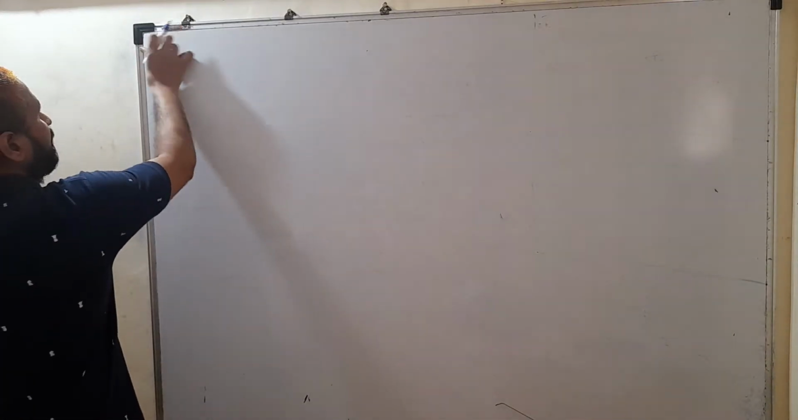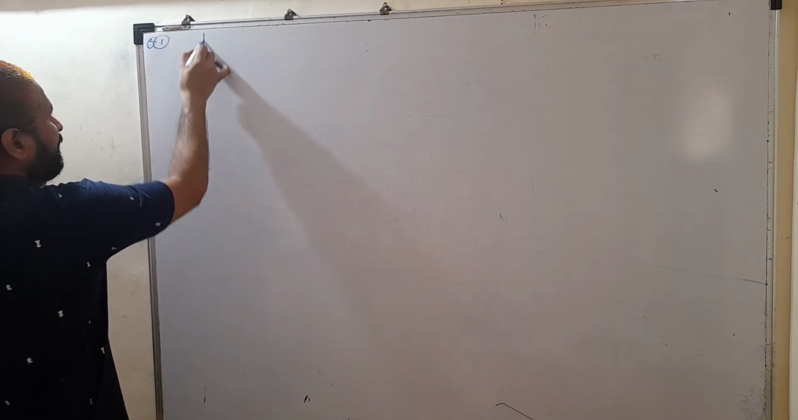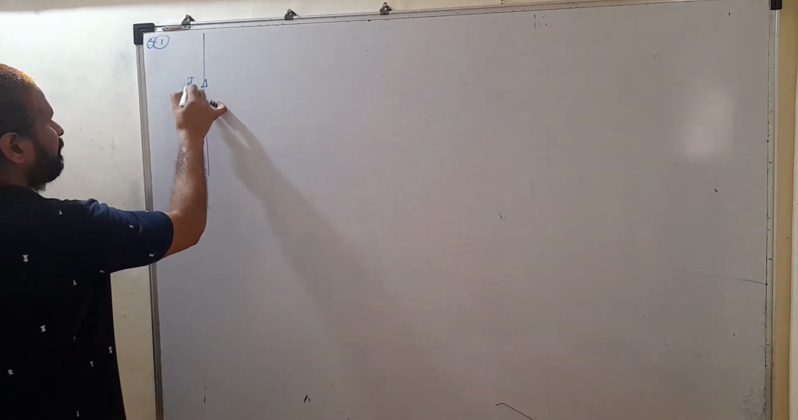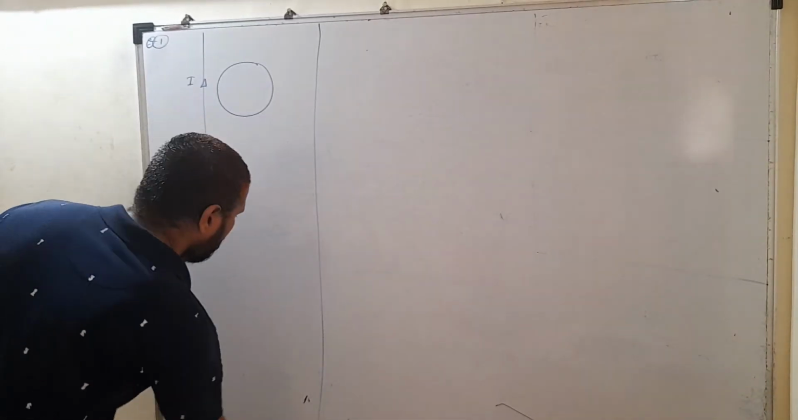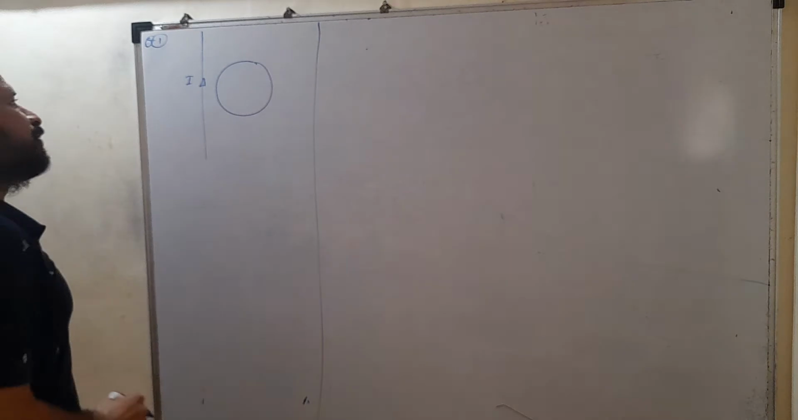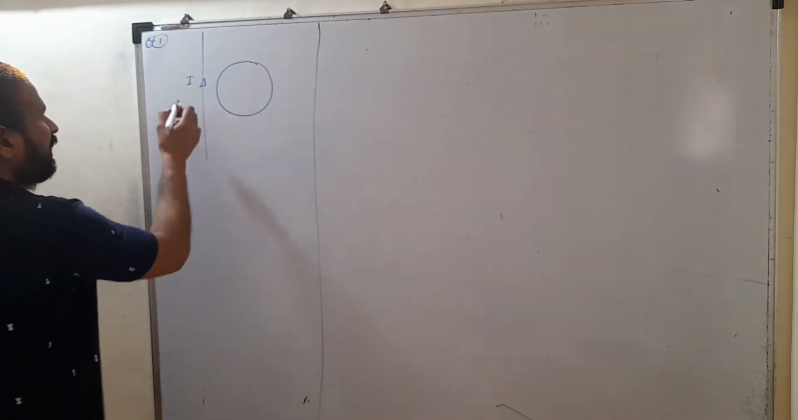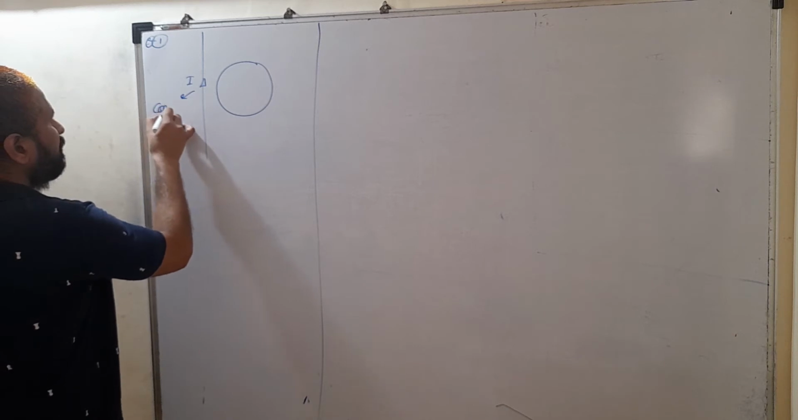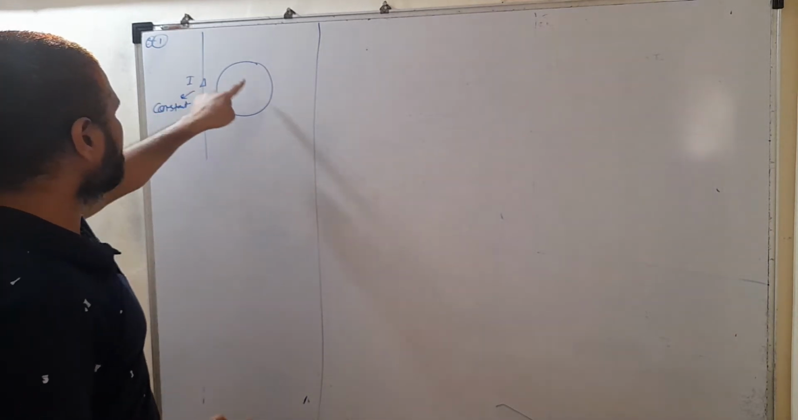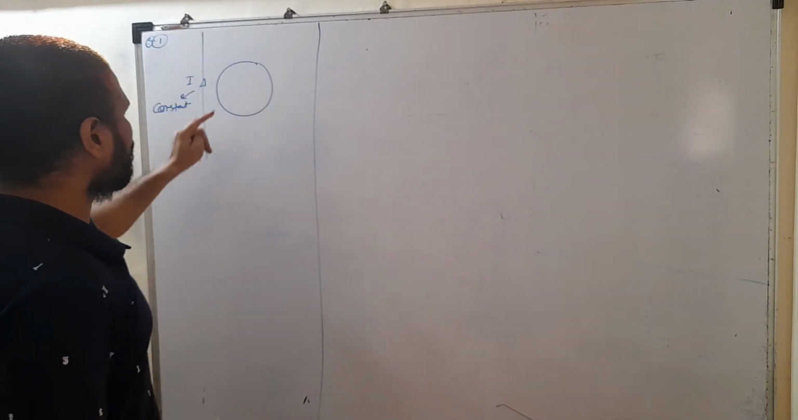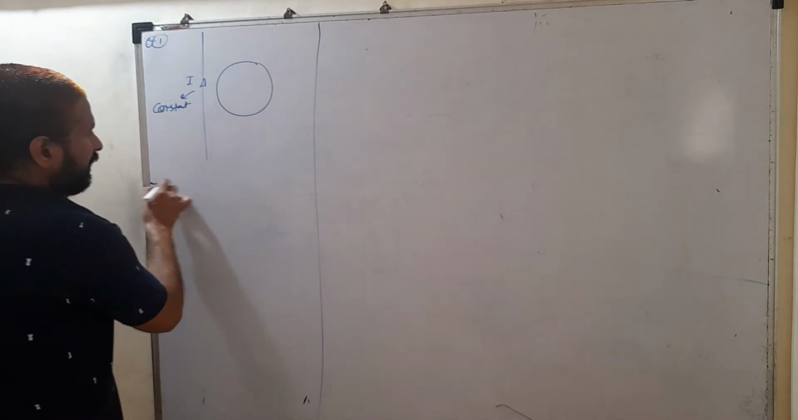Okay, the next case. Suppose a current I is flowing in a straight wire and here is a circular loop. Now you have to find the direction of induced current in this loop. A constant current I is flowing, here the value of I is constant. So you have to find whether current is induced in this loop or not.